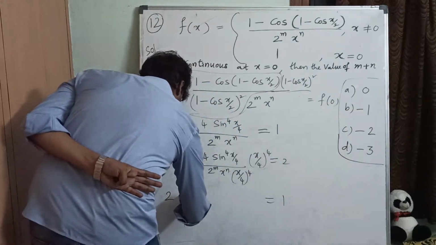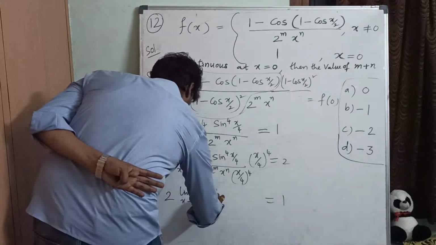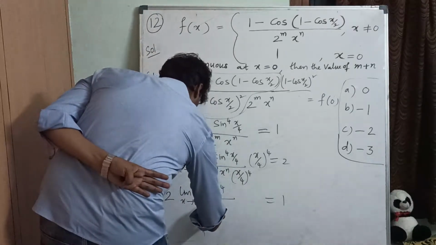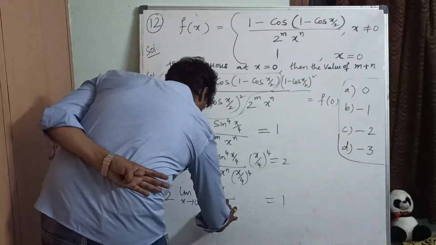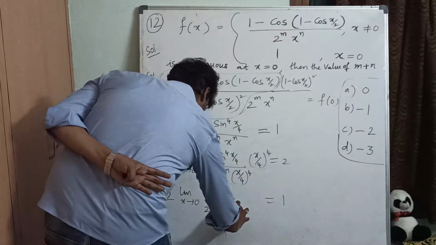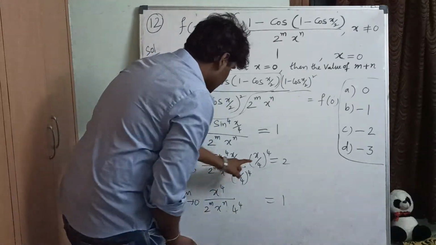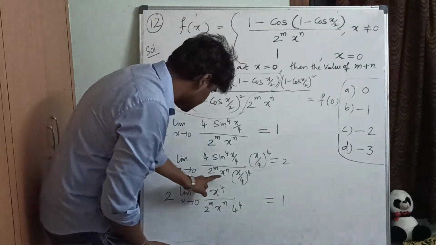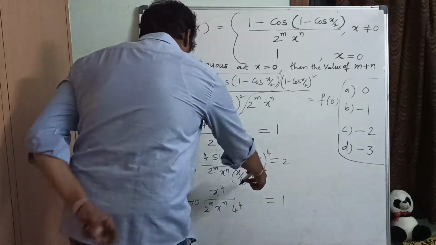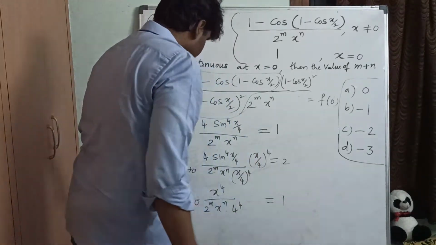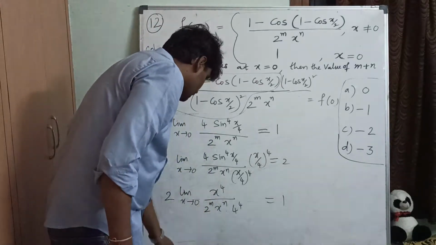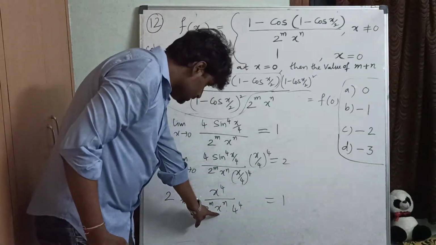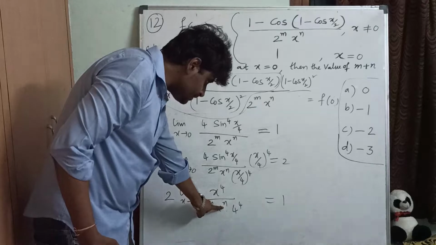So the limit as x tends to 0 of x⁴, this x⁴. Now here 2 power m, x power n, into 4 power 4. Correct? So this x⁴ is in the numerator, and 4 power 4 in the denominator. These two are the same as I wrote, so it equals 1. That means here x⁴, x power n. So to eliminate the x term, n must also be 4 here.